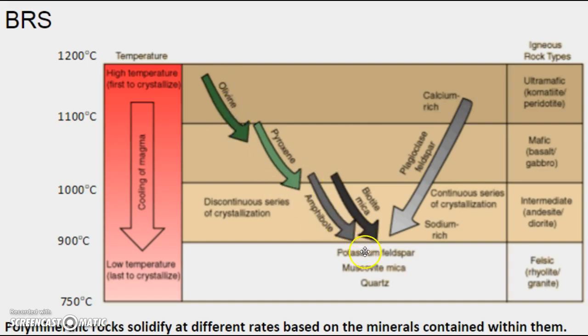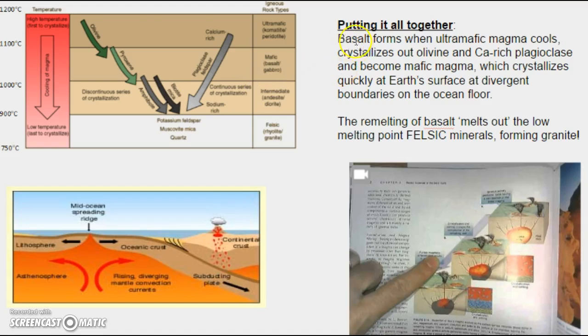And when we look at these minerals here in the felsic range, you're going to find that these minerals here are going to be the first to melt out as we create continental crust from oceanic crust. So polymineralic rocks solidify at different rates based on the minerals contained. So let's look at how basalt and granite form.